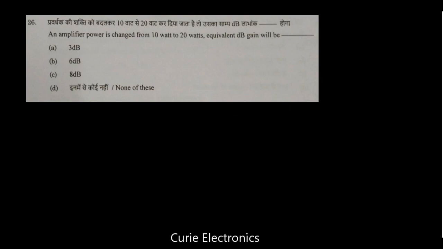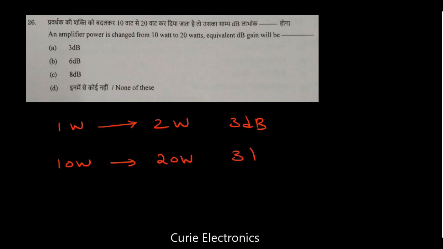An amplifier power is changed from 10 watt to 20 watt. The equivalent dB gain will be, see, we have 1 watt. If you change this to 2 watt, it is a 3 dB change in power. One more, we have a 10 watt power amplifier and we are making it a 20 watt power amplifier. This is the change of 3 dB. Power doubling is equal to a 3 dB increase. So the answer for 10 watt to 20 watt is 3 dB.